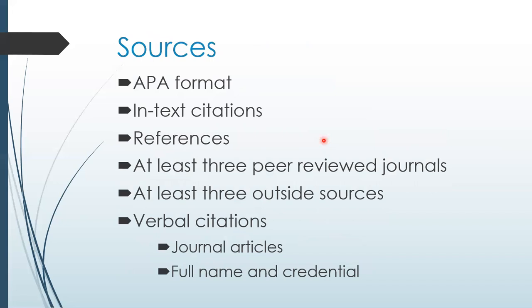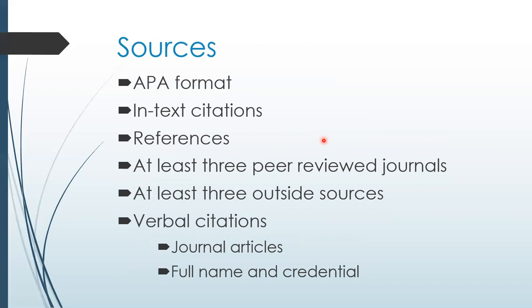You are going to put your sources in APA format. You are going to use in-text citations, and you are going to create references at the end of the outline. So this is all going to be within the outline. You're going to have at least 3 peer-reviewed journal articles and at least 3 outside sources. So a total of 6.